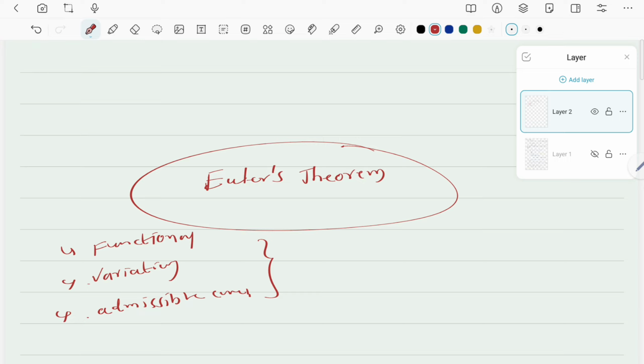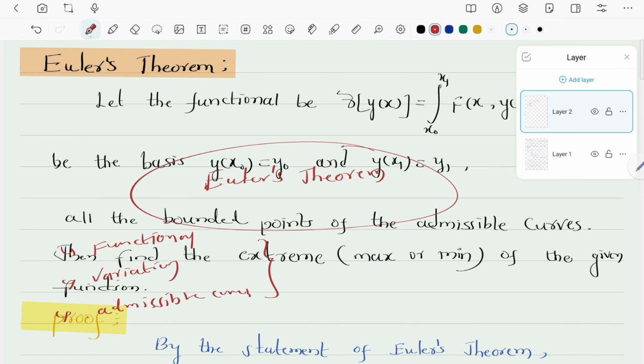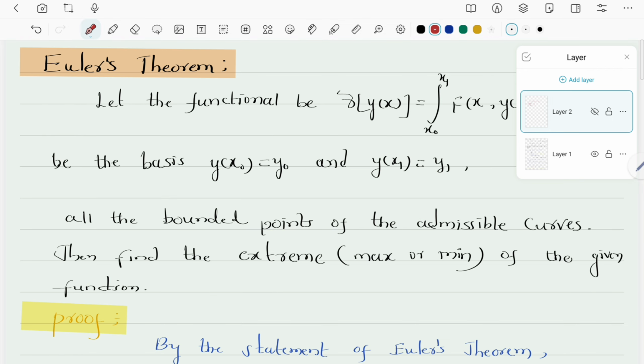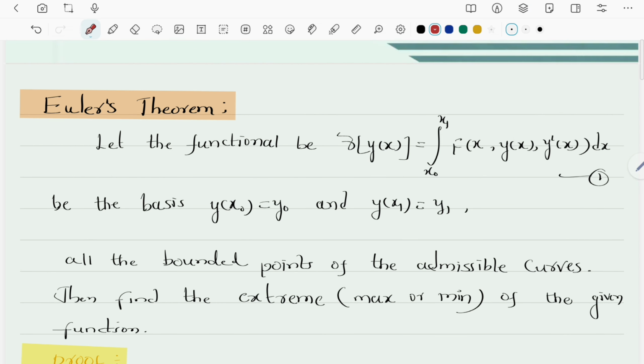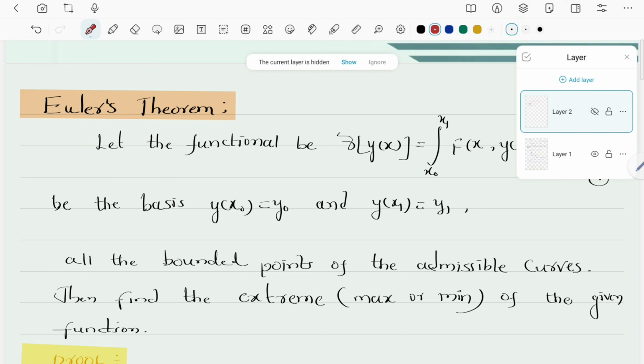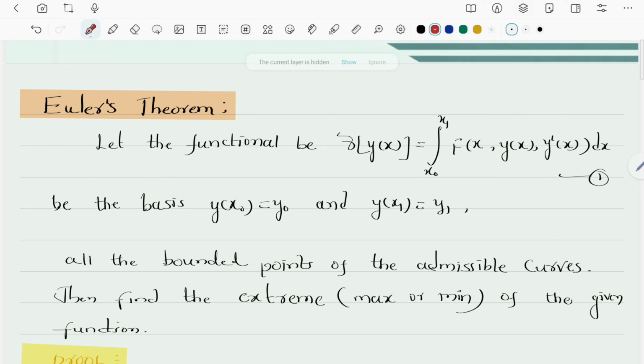First we see the statement of Euler's theorem. Euler's theorem statement: let the functional be gamma of y of x is equal to the integral from x naught to x1 of f of x comma y comma y dash of x into dx, be the basis of y of x naught. Y of x naught is equal to y naught and y of x1 is equal to y1, and all the bounded points of the admissible curves, then find the extremum, maximum or minimum, of the given functional.